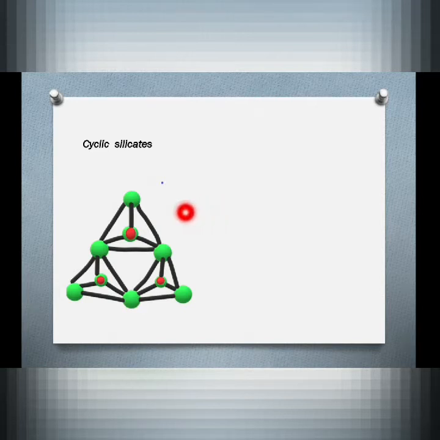Here first is when 3 tetrahedral units are joined, that is 1 tetrahedral unit, 2 tetrahedral unit and 3 tetrahedral unit. When they are joined, they form cyclic silicate. And here 2 oxygen atoms are shared by another tetrahedral unit. You can easily see that if we consider this tetrahedral unit, then this oxygen atom is shared by this tetrahedral unit, and this oxygen atom is shared by this tetrahedral unit.